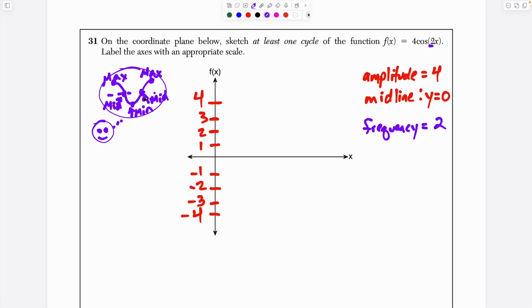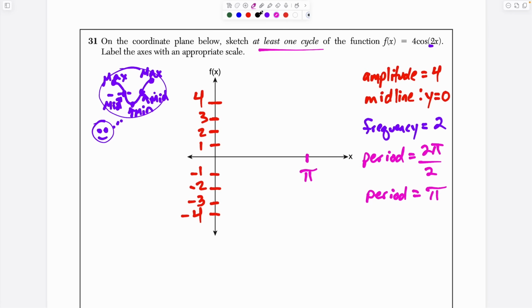What's very important for the x-axis is the period. And the period is equal to 2 pi divided by the frequency. So here we're going to take 2 pi and divide it by 2. And this tells us the period is equal to pi. And that's how long the graph is going to take to complete one full cycle. We only have to graph one full cycle. So let's say pi is going out to here.